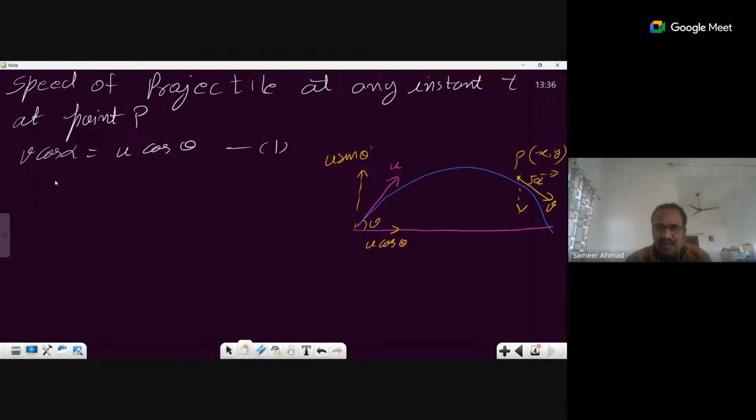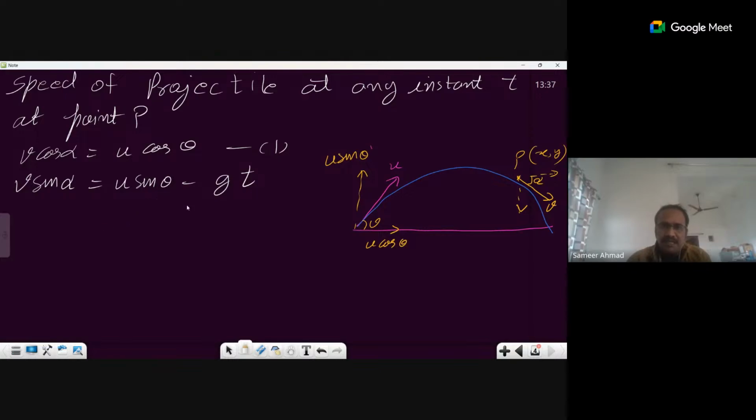Now, the vertical component is a function of time. So the vertical component v sine alpha, using v equals u plus at, we can apply here. So v sine alpha is equal to u sine theta minus gt, where t is the time instant.